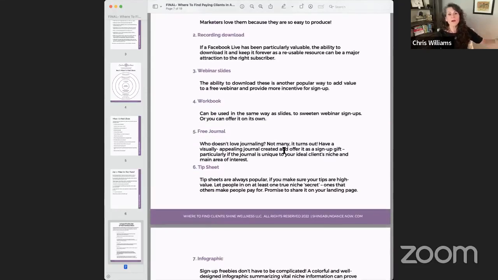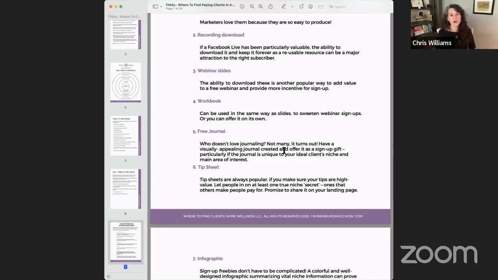Workbooks. So workbooks can be used in the same way as your slides. And this also helps to sweeten webinar signups or master classes or even in-person talks, because it is value, right? It's something that people are going to take away with them after the training is over, that they're going to refer to over and over again. And that's one of the reasons why I love workbooks, is because regardless of whether you call it an action guide, a workbook, a playbook, it doesn't matter, but they can be reused over and over again. So the value stays.